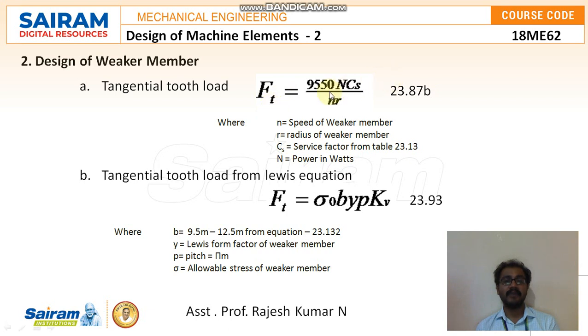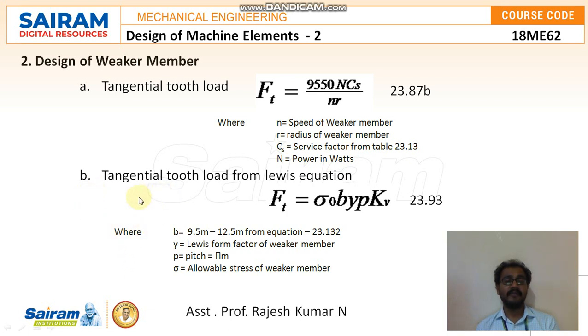The formula is 9550 into capital N, that is power, and Cs, which is the service factor, divided by small n, which is the speed, and small r, which is the radius. Here all the data will be available or given in the question: the N value, small n value, and r value. But Cs is the service factor, which we are supposed to take from table 23.13. While solving any problem, I will tell you on what basis we have to select the service factor value.